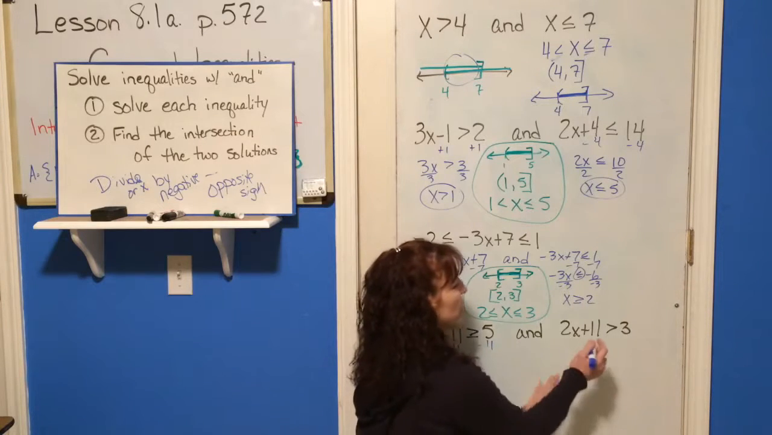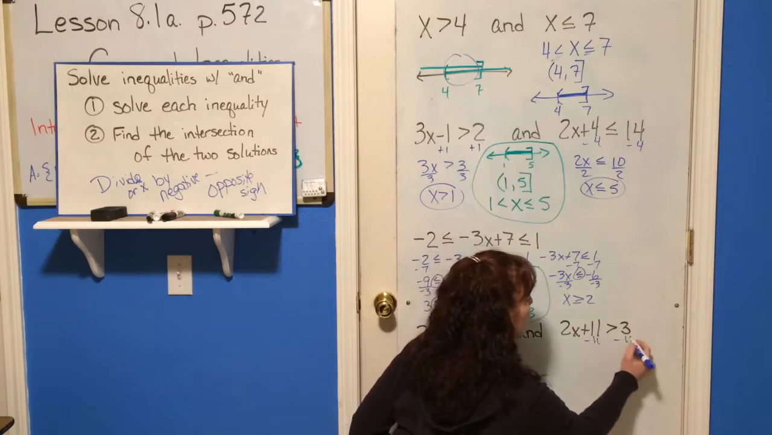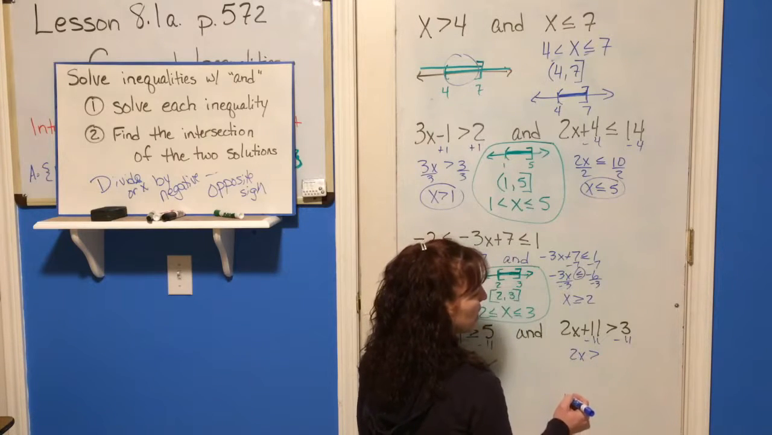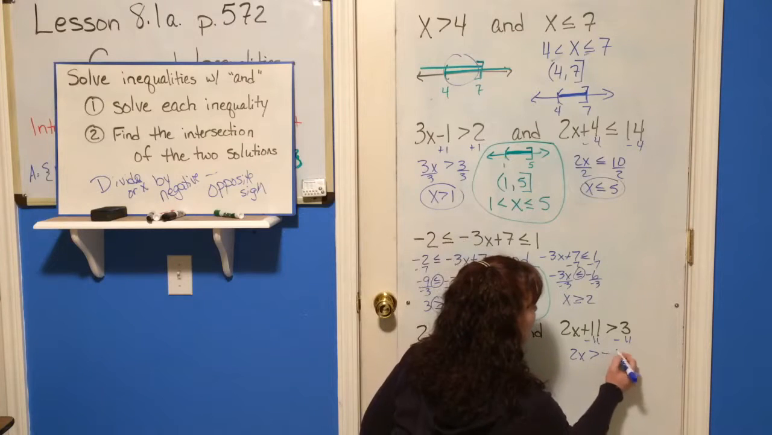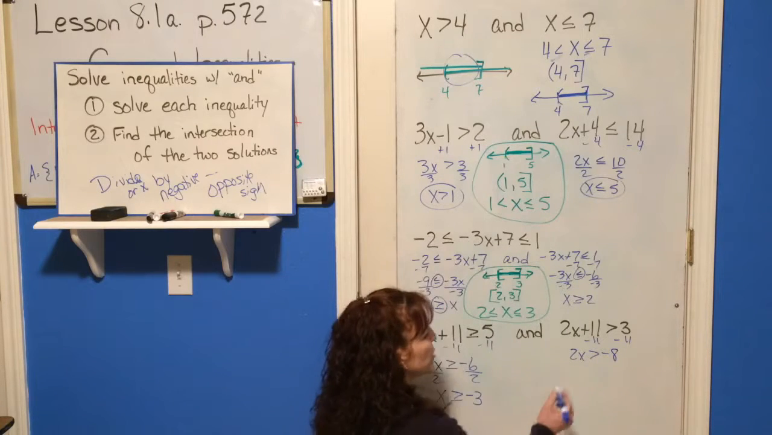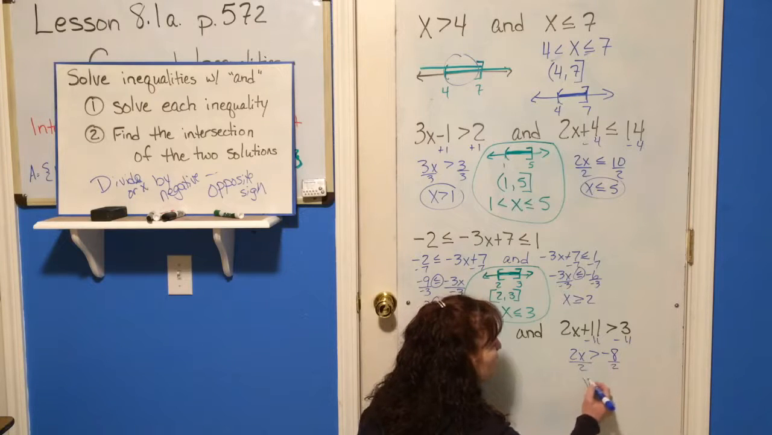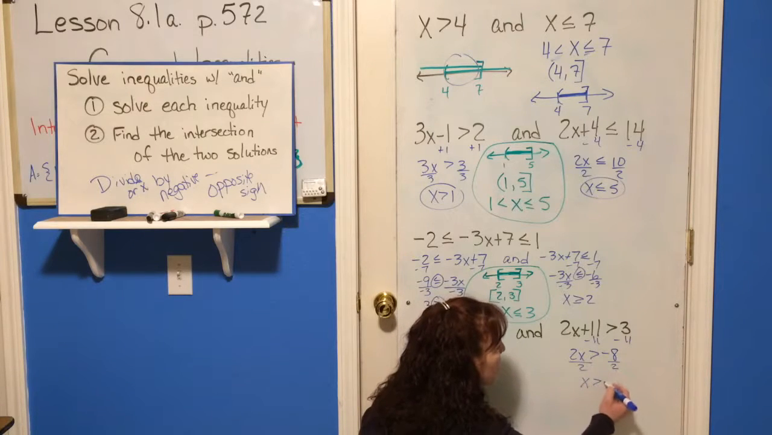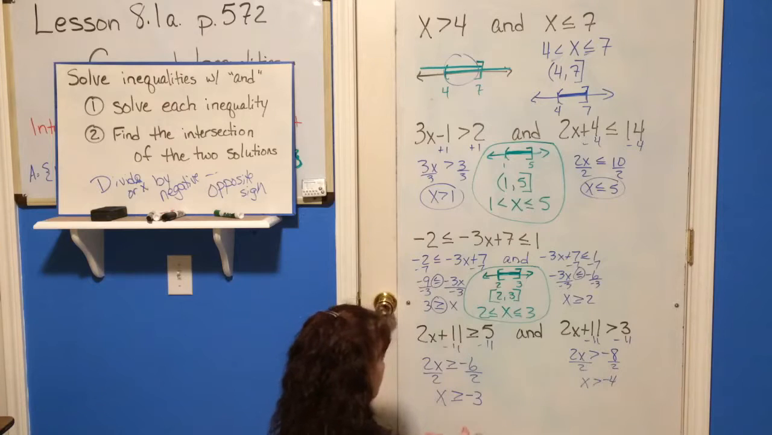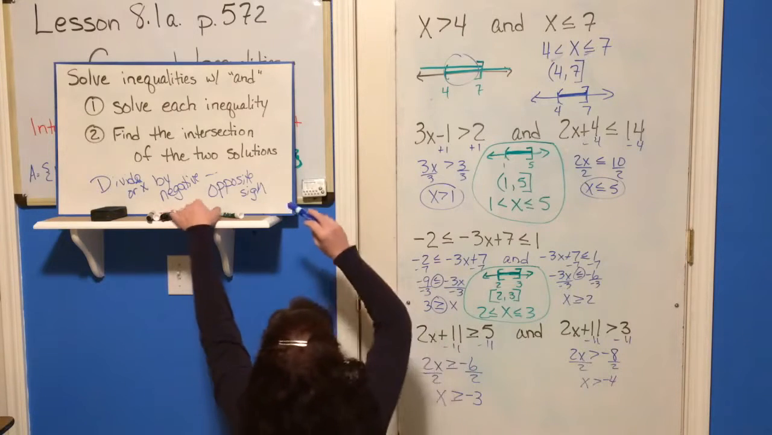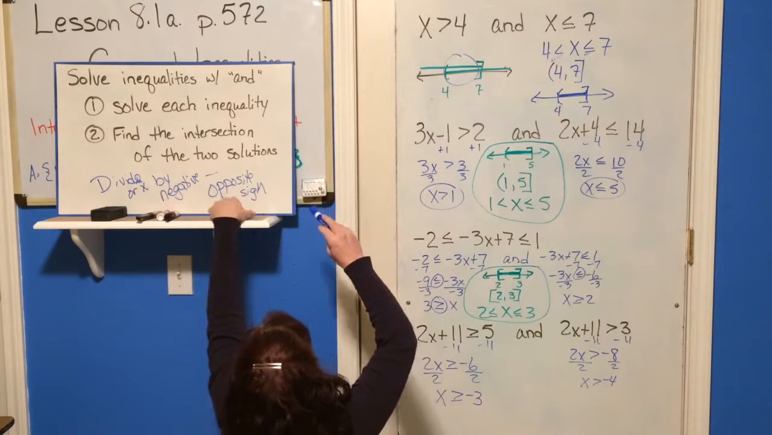Do the same thing on the other side. Subtract 11. 2x is greater than, what is that? 3, 11, 10, 9, 8? -8? Yes. So now divide by 2. So x is greater than -4. All right, and we have our greater than or equal to in the right place. Okay, good to go. So far, so good.